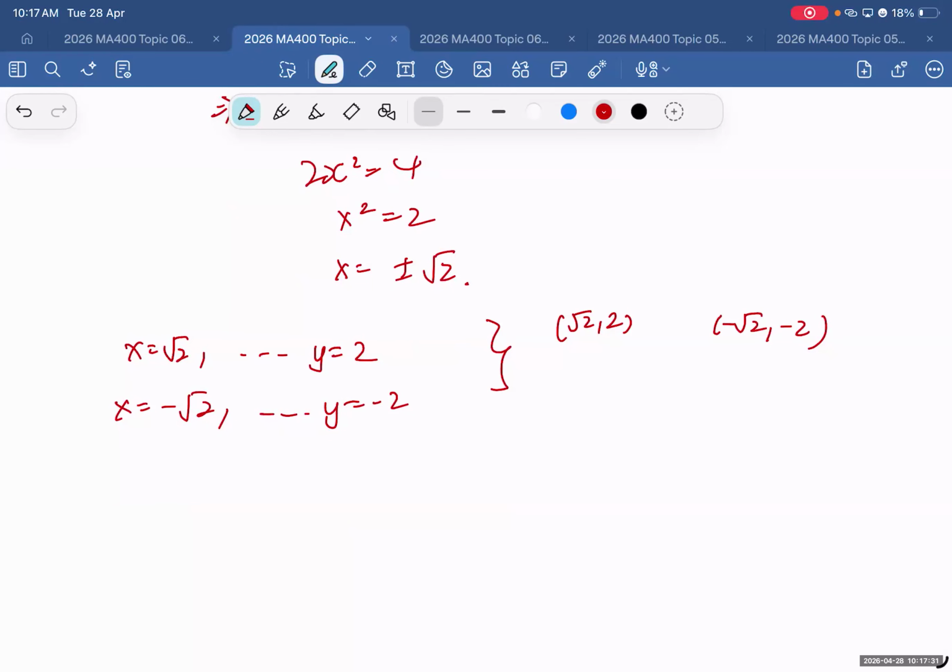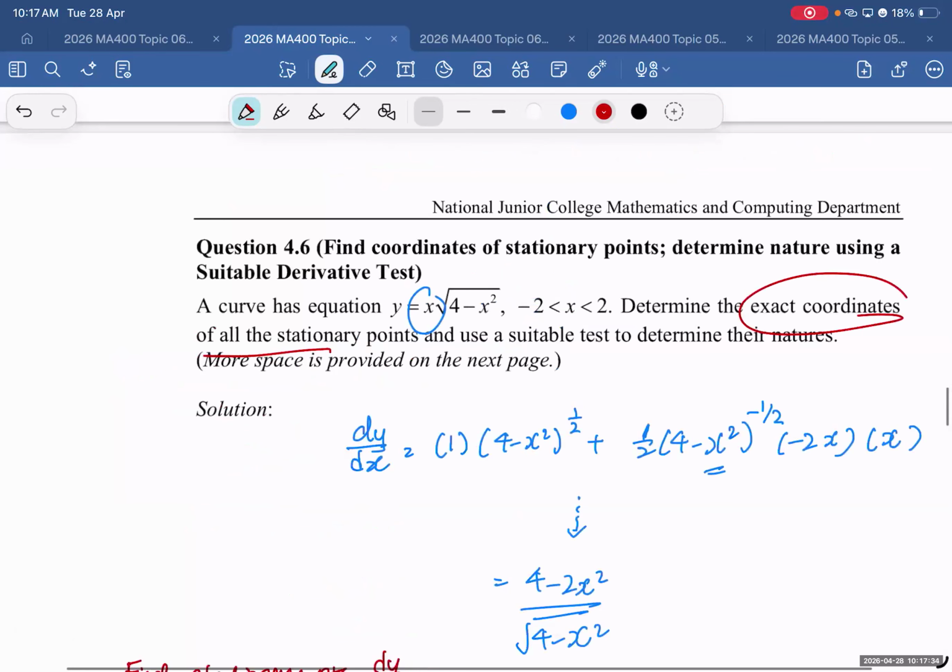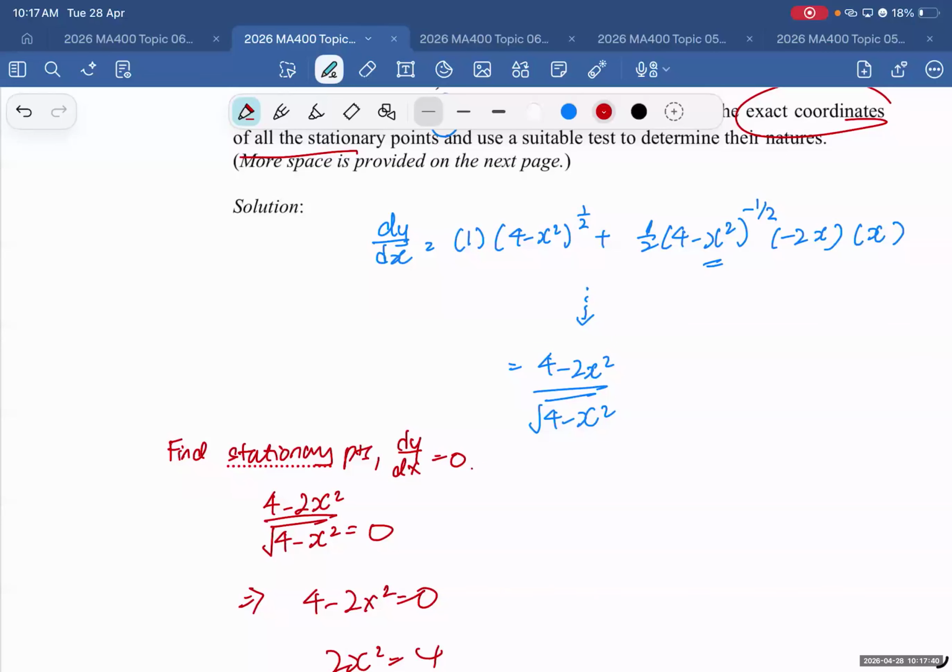Now, do I really want to do a second derivative test? Oh, no, right? Because if I look at this, it's so disgusting. I don't even want to differentiate a second time already. So I do the first derivative test.